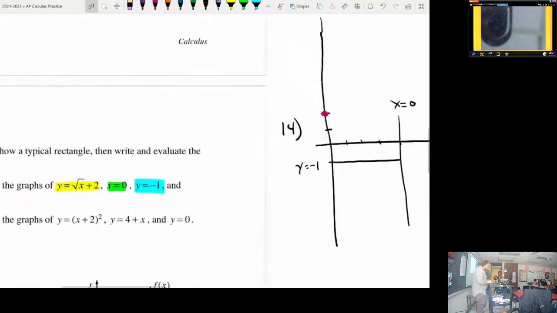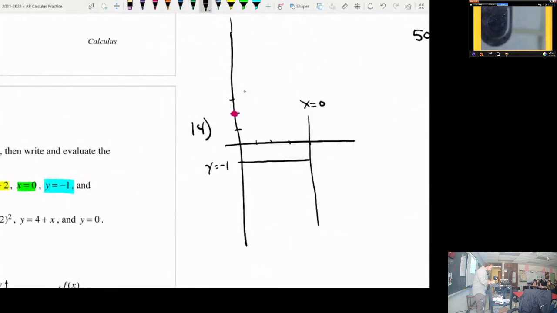As far as the square root of x plus 2, I'm just kind of thinking out loud about a few key points. I know that the square root of 1 is 1 plus 2 is 3, and the square root of 4 is 2 plus 2 would be 4. So that curve looks kind of like this. So if you sketch it all out, all 4 of those boundary lines, you're looking at kind of this area right here. That's the chunk that we're going to find the area of.